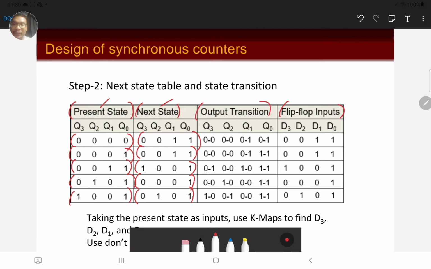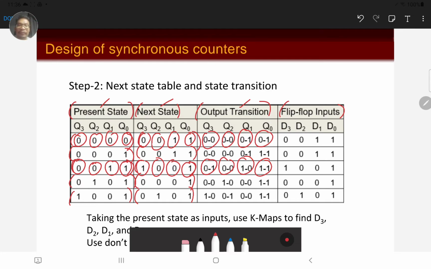In the output transition, we can see that for Q3 0 0, Q2 0 0, Q1 0 1, and Q0 0 1. Let's look at another example: Q3 0 1, Q2 0 0, Q1 1 0, Q0 1 1. So make sure you know how to complete the output transition for all the values.